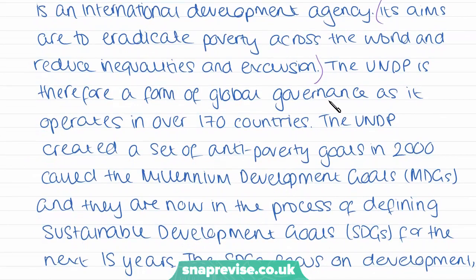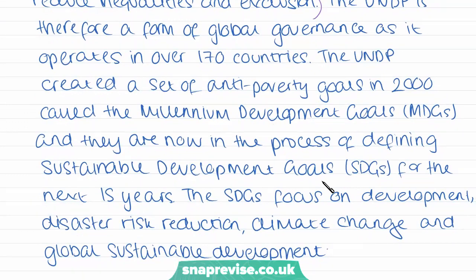And therefore, we're going to go on to the type of work that they actually do and who's involved in this work. So then I've said the UNDP is therefore a form of global governance as it operates in over 170 countries. The UNDP created a set of anti-poverty goals in 2000 called the Millennium Development Goals, or MDGs. And they are now in the process of defining Sustainable Development Goals, or the SDGs, for the next 15 years. And then I've gone on to give a bit more detail about the SDGs because this is the main work that the UNDP does. So I've said the SDGs focus on development, disaster risk reduction, climate change, and global sustainable development. So that is that question answered. We've answered what is global governance and then given an example of an agency that operates to provide global governance.